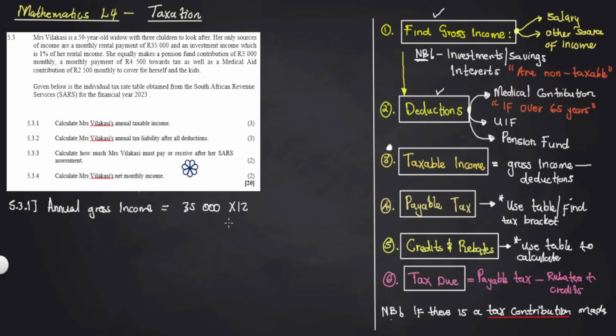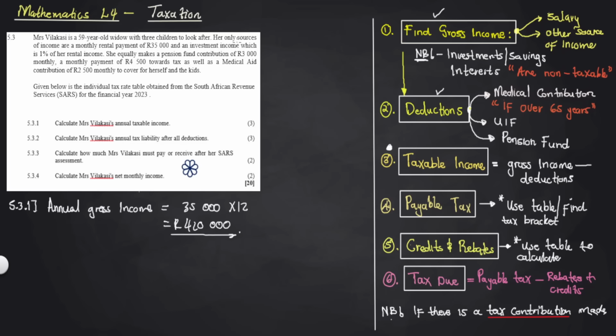So 35,000 times 12, that's 420,000 rand. Okay, so we now have the gross income. Let's work out our deductions. So there's only going to be one deduction.